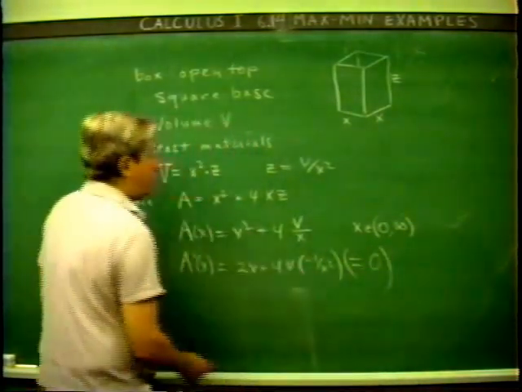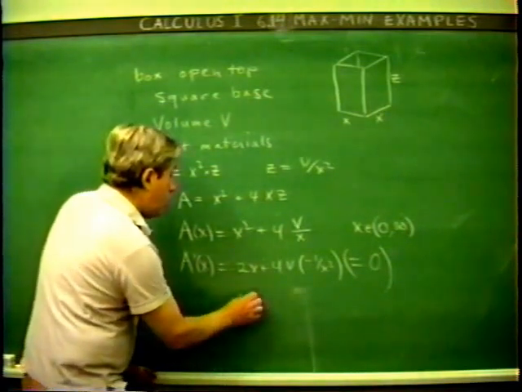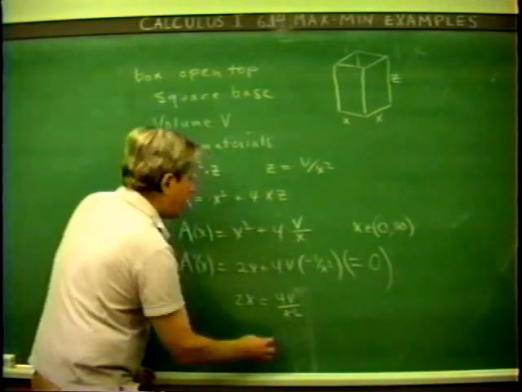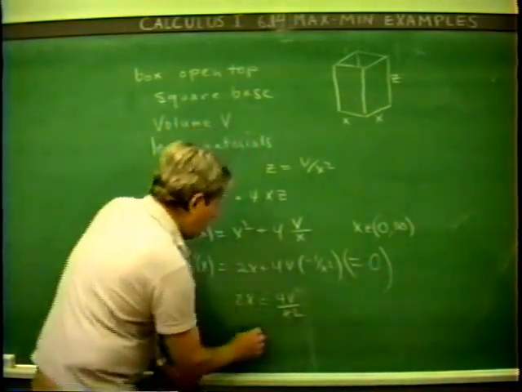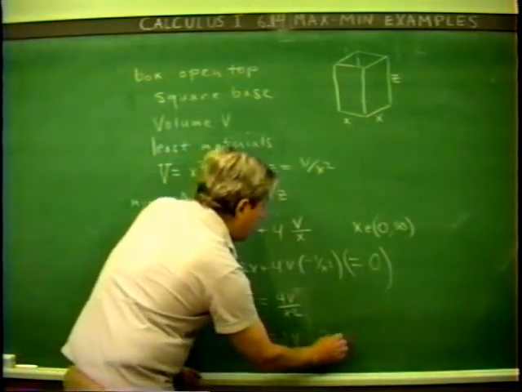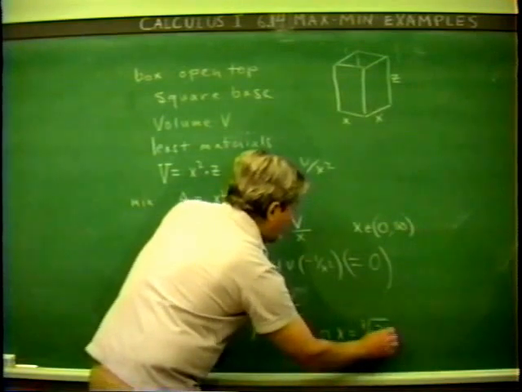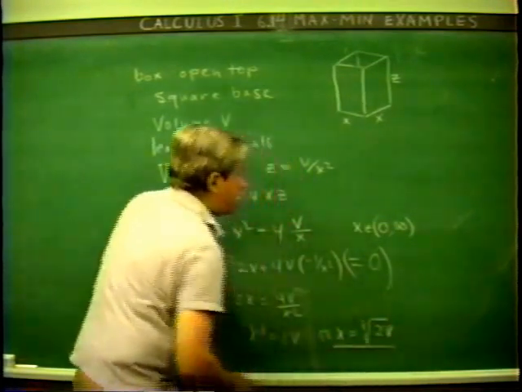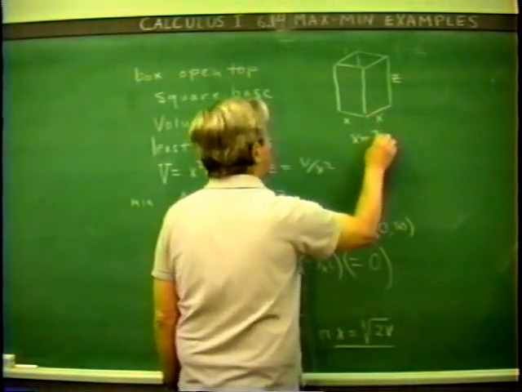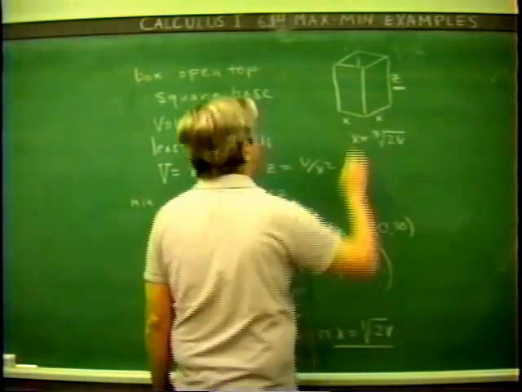It's going to be 2x plus 4v times minus 1 over x squared. And when is it equal to 0? When 2x is equal to 4v over x squared, or when x cubed is 2v, or x is equal to the cube root of 2v. So x equal to cube root of 2v is the size that should make this minimal.